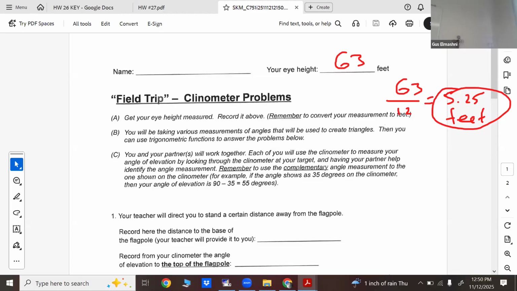Are we doing inches? Divided by 12 should be 4.67. I'll just stand straight. 4.83, hold on, wait. 58, yeah, 4.83.